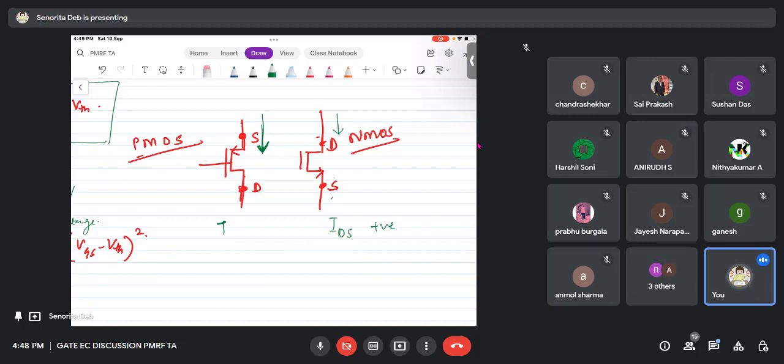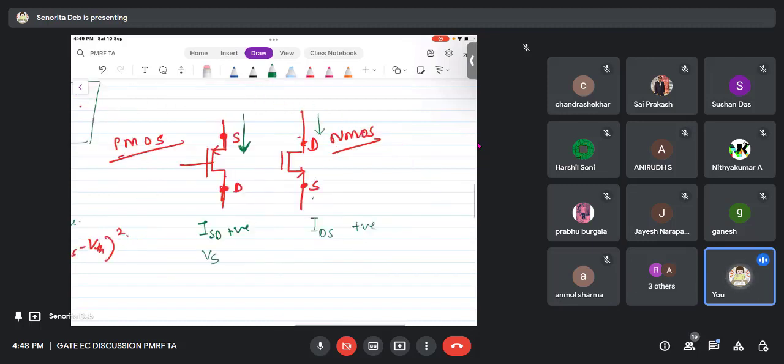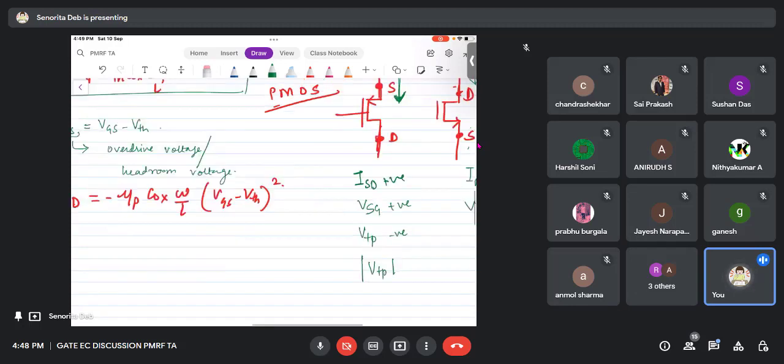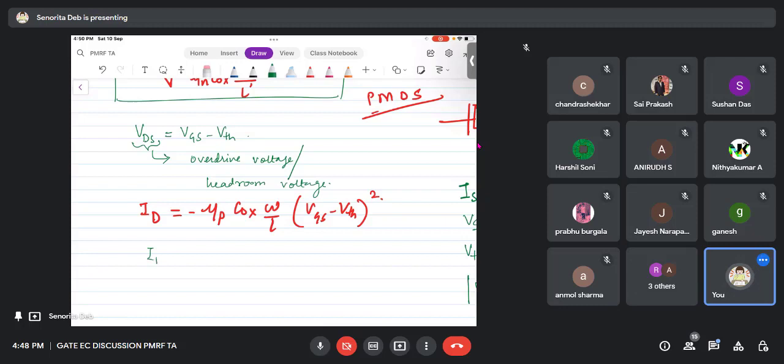Similarly, VSG is positive in PMOS, VGS is positive in NMOS. And therefore when I take V threshold, actually the VTP is a negative value, VTN is positive value, but when I use it in equations, I always use mod VTP, mod VTN. Okay, so here if I write, how will I write? ID is mu P COX W by L, here it will be VSG minus mod VTP square.